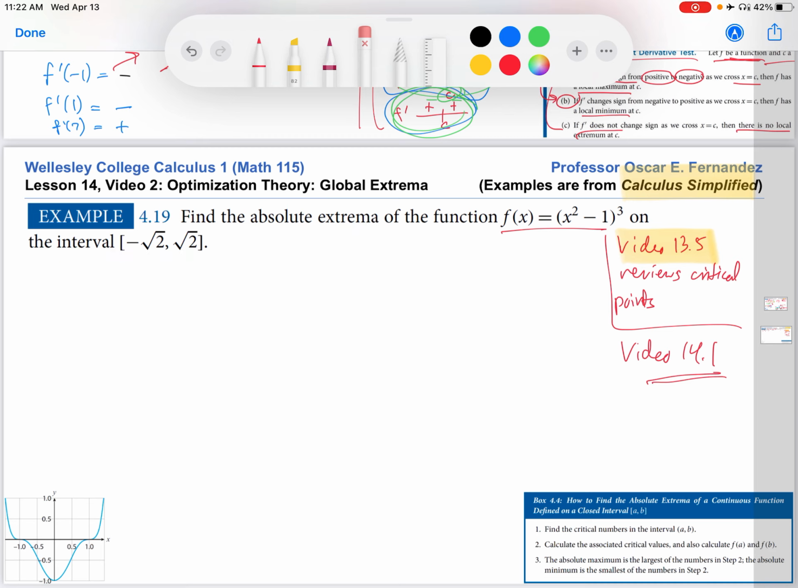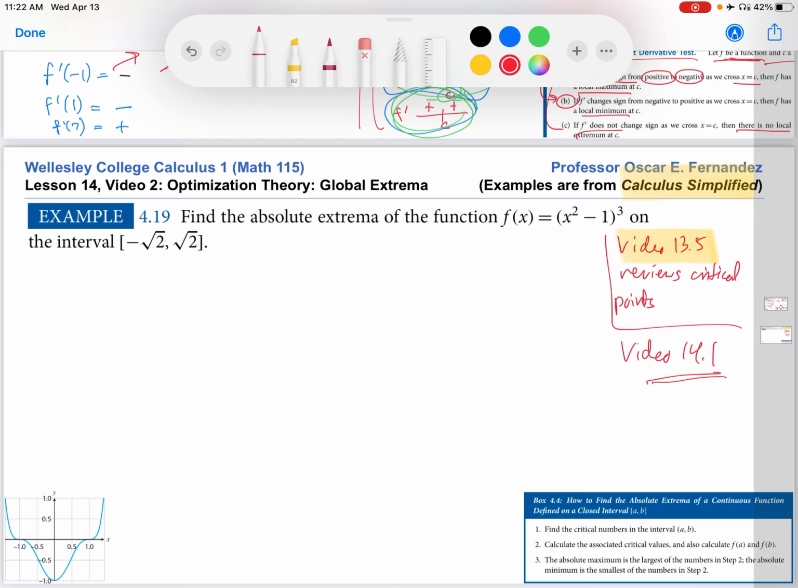There may be more than one, for example, for a sine graph. There may be more than one equal maximum value, and more than one equal minimum value. But the point is that absolute refers to the highest possible y value, which is the absolute maximum, or the lowest possible y value, that's the absolute minimum.